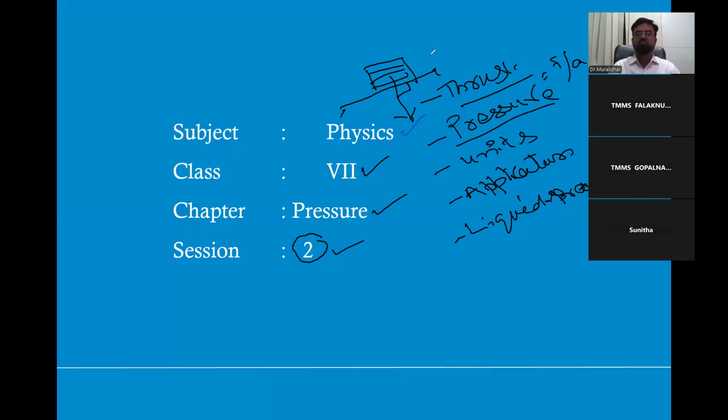Similarly, force also will affect. Force is more, pressure is more. Less force, less pressure; more force, more pressure. So pressure is affected by two factors: one is force and the other is area. It is directly proportional to force and inversely proportional to area. It is measured in Newton per meter square, dyne per centimeter square, Pascal, bar, torr, and atmospheric pressure. There are so many units for pressure, which are related to each other.